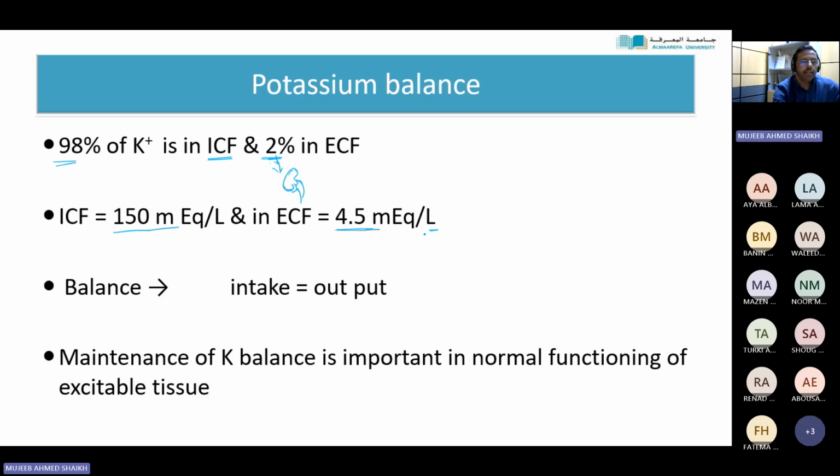When we say potassium balance, that means we have to balance the intake, how much we are taking, with the output, how much the kidneys are giving out. This is important because we have excitable tissues like muscles and nerves. In the muscles, the cardiac muscles are very, very important because even an increase or decrease in potassium will lead to arrhythmias, or decreased excitability mainly. Okay.